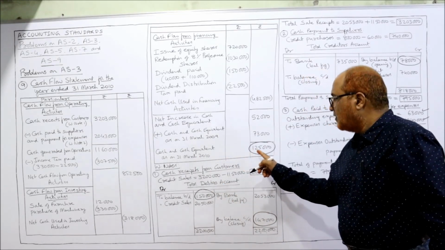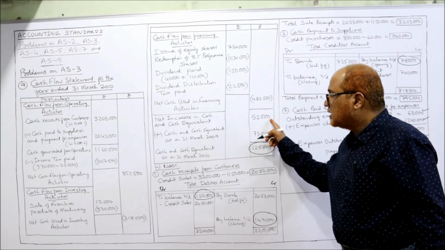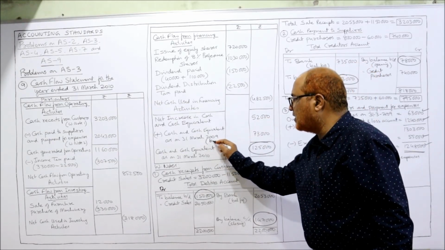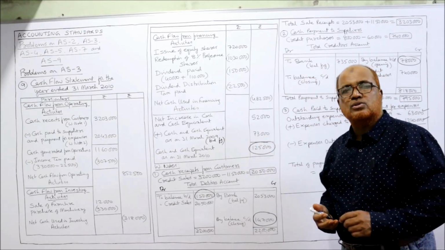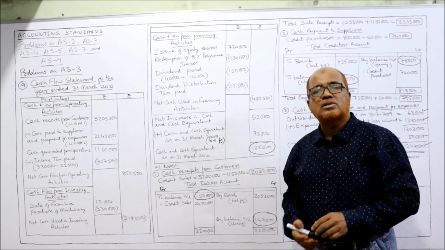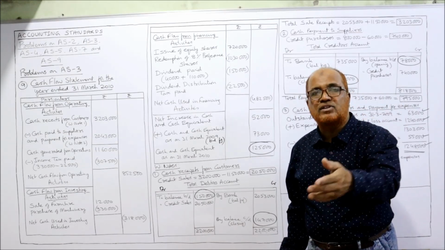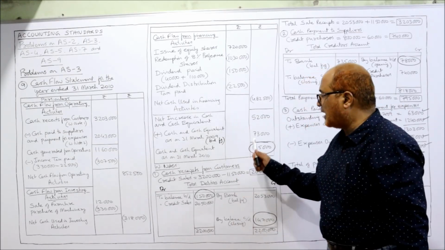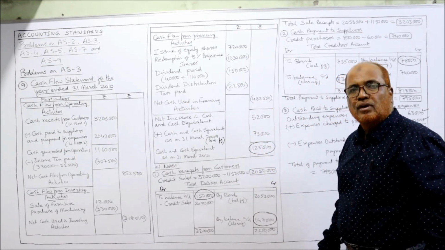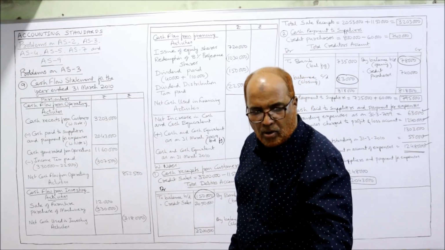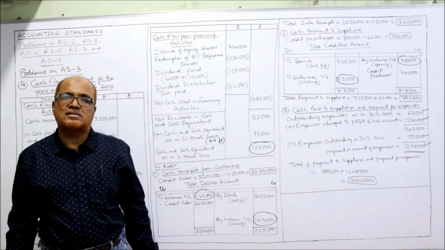Now subtract 1,25,000 minus 52,000. The balancing figure, it is not given in the problem, we have calculated. The balancing figure is 73,000. What is the 73,000? Cash and cash equivalent at the beginning of the year, which is not given in the problem. We have calculated 73,000. That's all. So this is the first problem on preparing cash flow statement according to AS3.